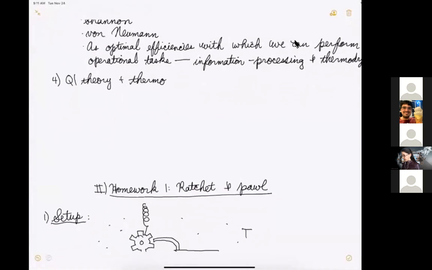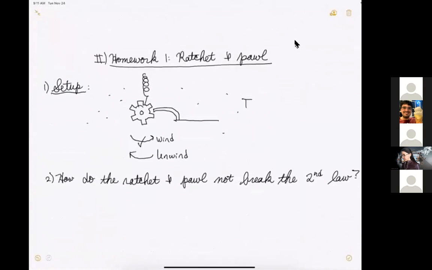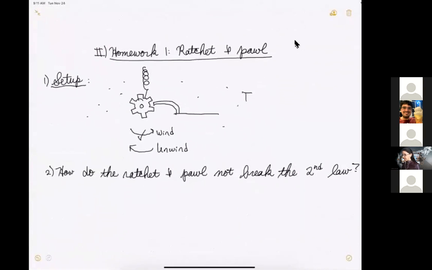Yesterday, we saw this problem that there is a ratchet, which is this wheel-like thing with teeth, and a spring mechanism, as well as a pawl that can fall on one of the teeth and prevent the ratchet from unwinding.